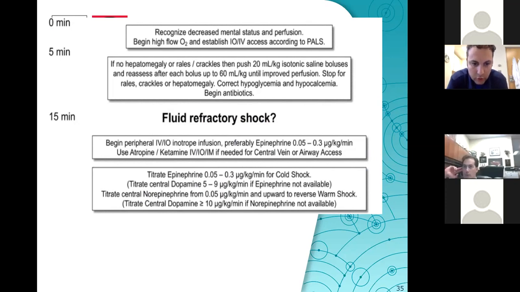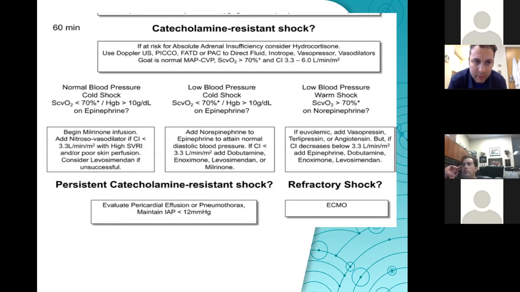Dopamine is a reasonable option in the pediatric population. In warm shock, norepinephrine is the drug of choice. And that's what put me actually at the 60-minute mark. I'm hoping by this time we also have a disposition plan from the ER.